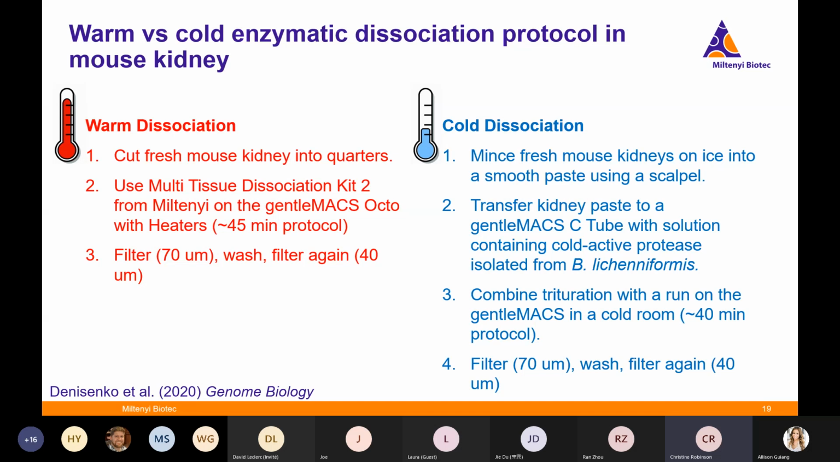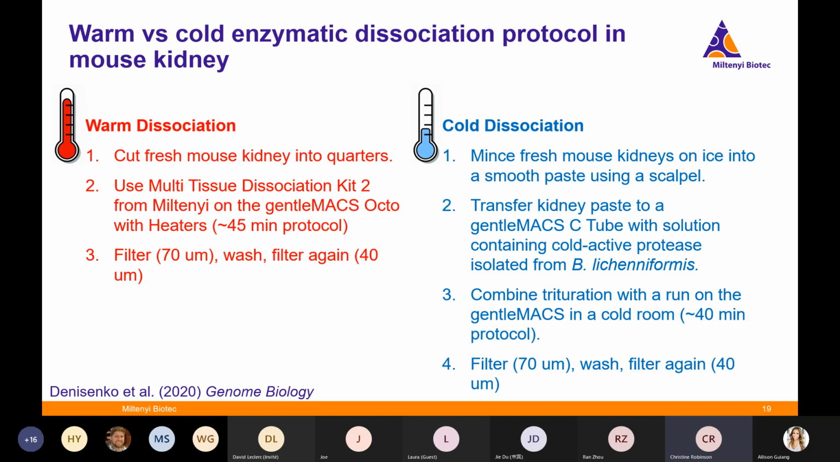So right away, I want to point out that this protocol uses the GentleMACS for dissociation, but the cold adapted protocol is much more hands-on. They're having to mince that kidney into a paste, and then they're also combining trituration, right? So this right away indicates that the cold protease might not be as effective as a traditional enzyme. And then in the paper, the authors don't comment on the total cell yield from warm versus cold, but it's our experience that effective enzymes are really important to attain good cell yield. So we're going to look at the data now.